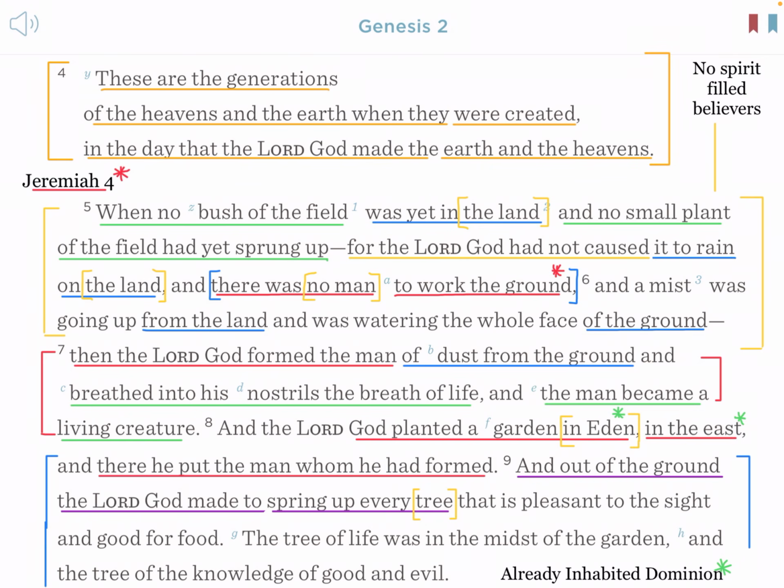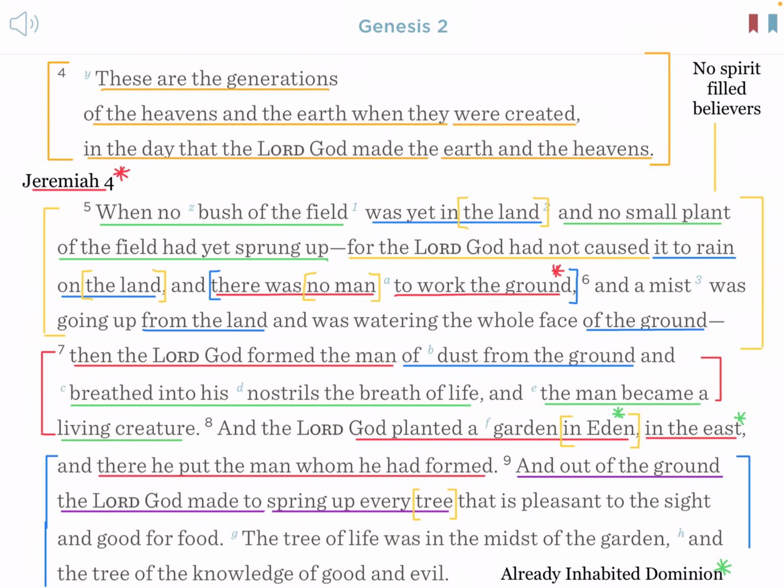So that means Eden was already established. Eden was already an inhabited domain. God planted a garden in Eden, in its east. There he put the man whom he had formed, and out of the ground the Lord God made to spring up every tree.